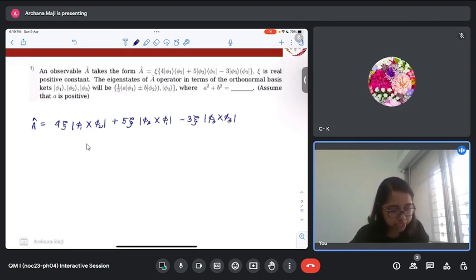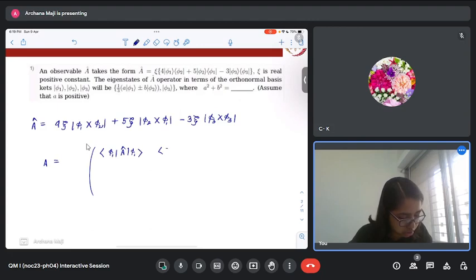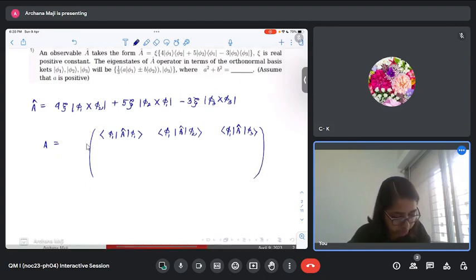Now how do we find the matrix form? The first element is phi 1, A, phi 1 inner product. The second element is phi 1, A, phi 2, and so on. So it will be a 3 by 3 matrix because we have 3 basis vectors.